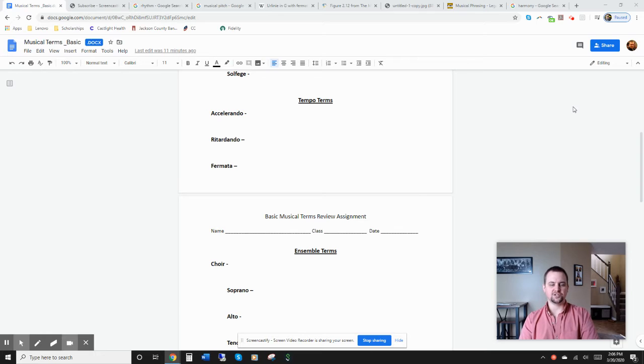Okay, the next one is ritardando, which is the exact opposite of accelerando. This one is found way more often in the choral world than accelerando is, and that is a gradual decrease in speed or tempo.